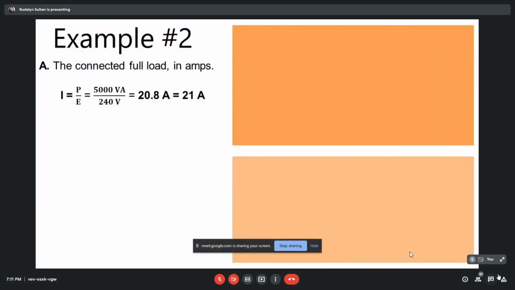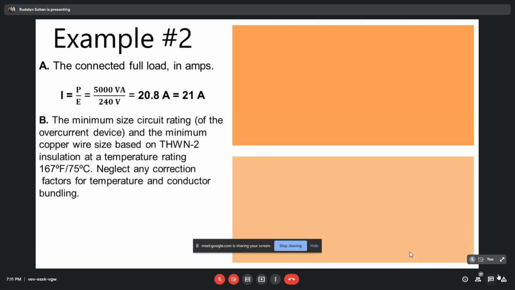Now, in letter A, we are asked to determine the connected full load in amps. The formula we will use is I equals P divided by E. We all know that 5 kilowatts is equal to 5,000 watts, and we also know that 5,000 watts is equal to 5,000 volt amps. So using the formula, we now have 5,000 volt amps divided by 240 volts, and this is equal to 20.8 amps, or rounded up, 21 amps.